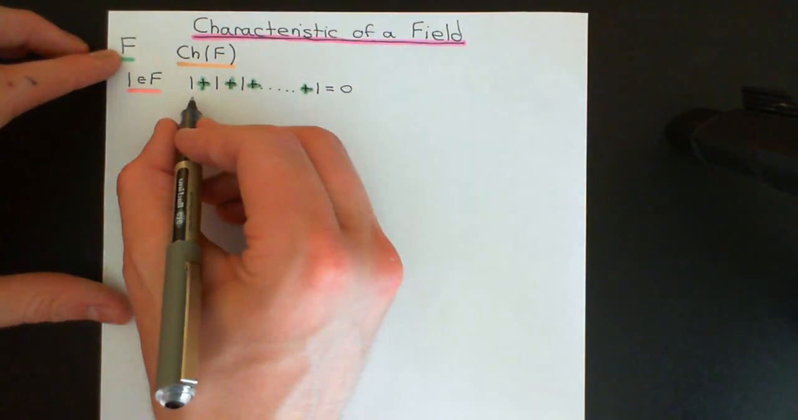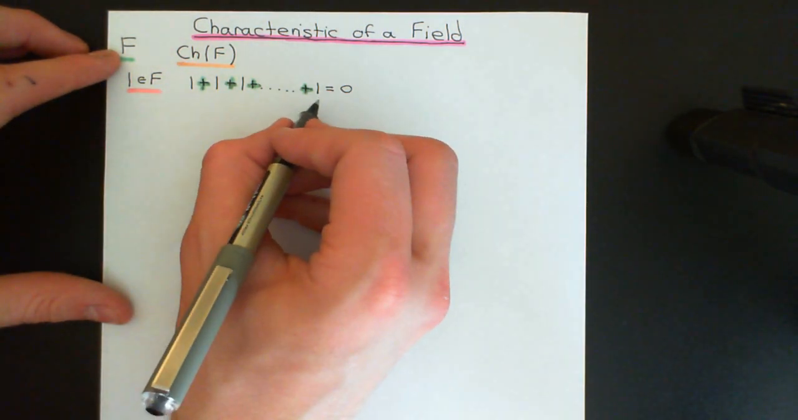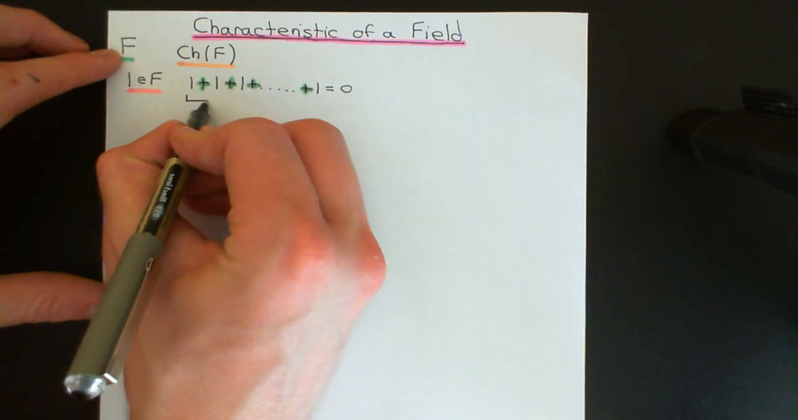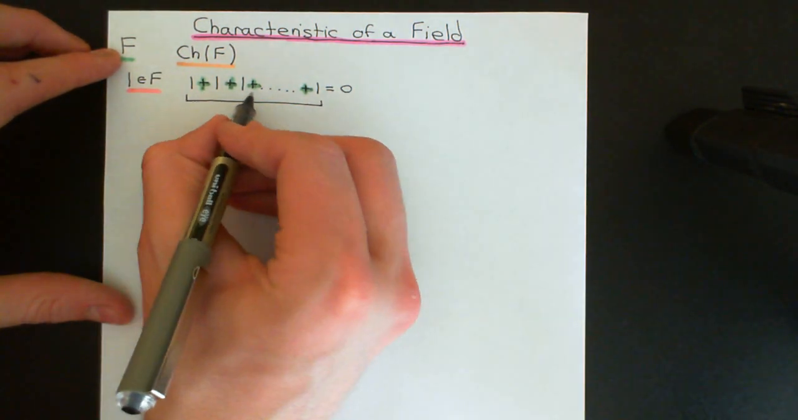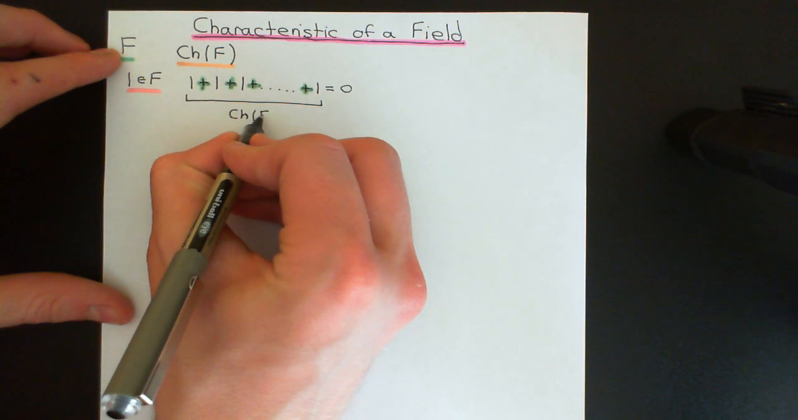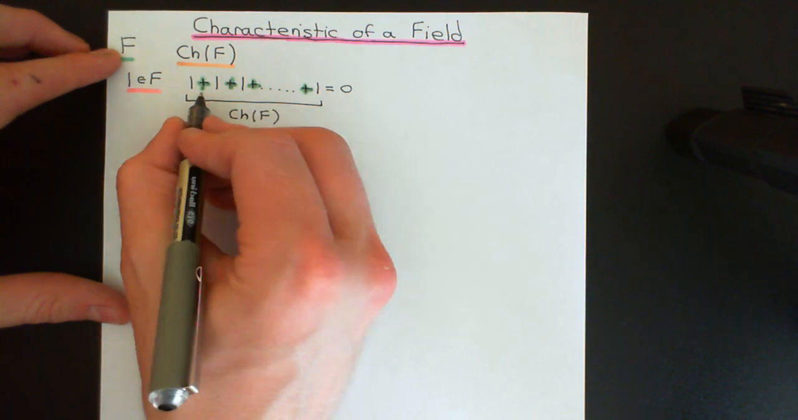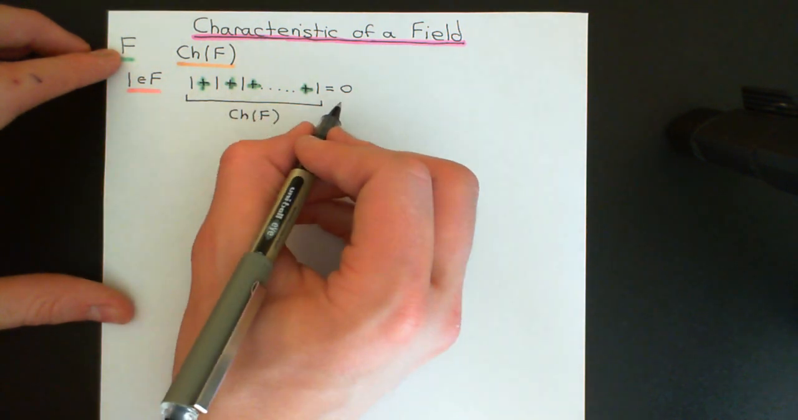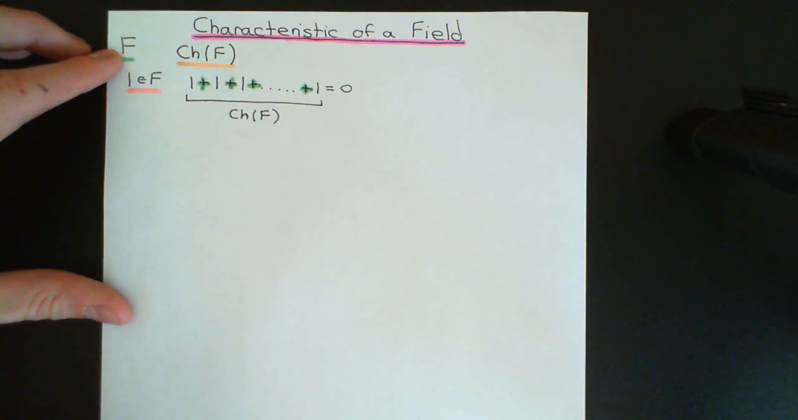And it's the smallest number of times you can add 1 together to get 0 back again. Okay, so the number of times that you've added 1 together here to get 0, this will be the characteristic of the field. And I'll repeat again that it's the first time that 1 plus 1 plus 1 plus 1 gives you 0 back again.